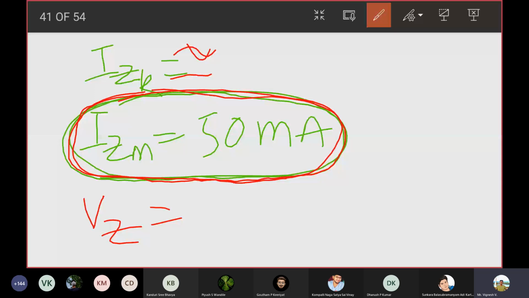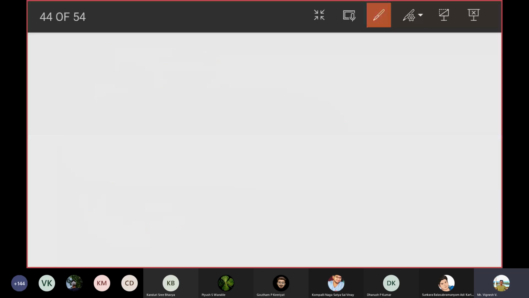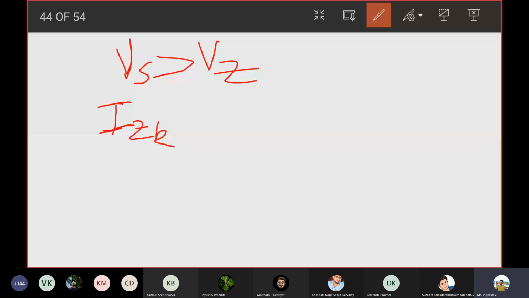So the two very important conditions for a Zener diode to work in breakdown condition are, first, Vs should be greater than Vz. Your source voltage should be greater than Vz. The second condition is that the current of the Zener diode, IZ, should be between the minimum current and the maximum current. These two conditions are very important for your Zener diode to act as a voltage regulator.